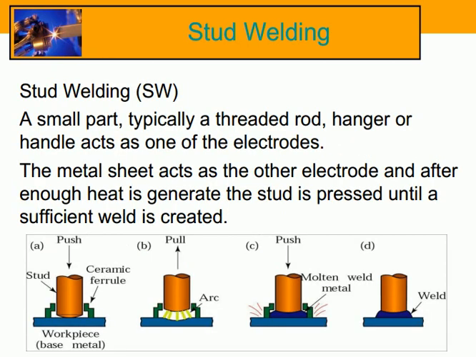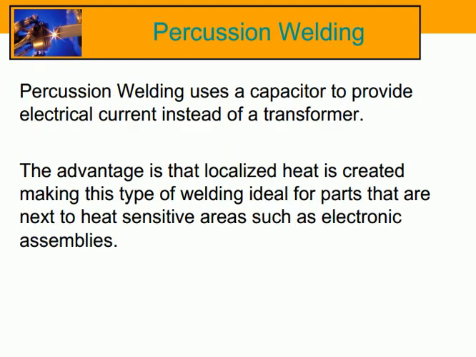Stud welding, SW. A small part, typically a threaded rod, hanger or handle, acts as one of the electrodes. The metal sheet acts as the other electrode, and after enough heat is generated, the stud is pressed until a sufficient weld is created.